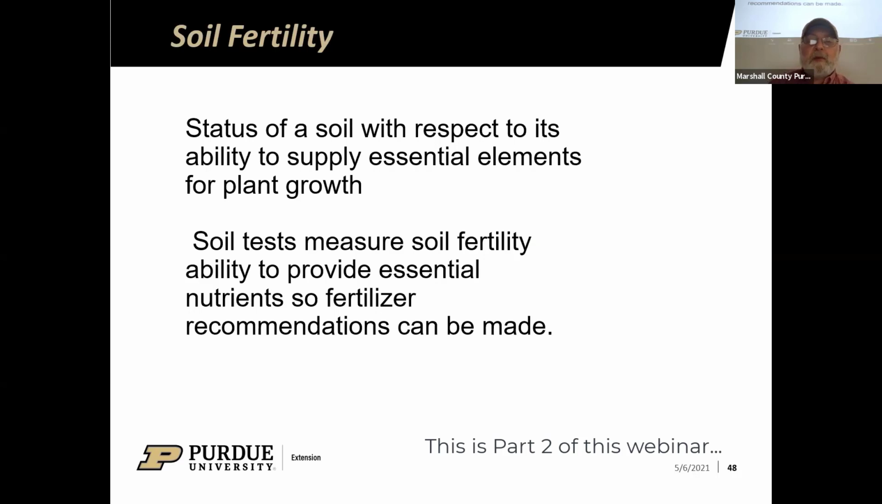So when we're really talking about soil fertility, we're just checking on the soil's current status to supply the needed elements that are essential for plant growth. The soil test is a good tool to measure the soil fertility and get a point in time of its ability to supply the essential nutrients to the plants. From that tool, we can then determine how much fertilizer we need to apply to our soils.